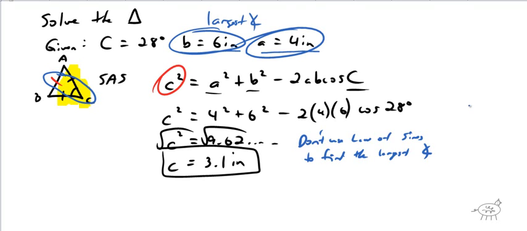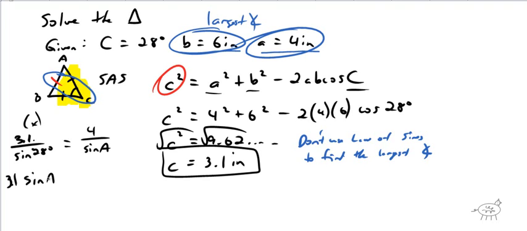So let's do our work right on the side here. Let's set up a ratio, 3.1 over sine of 28 degrees. Now, by the way, this 3.1 is our x. Okay, equals 4, which is A, over sine of A. So if I cross multiply, not actually multiplying it yet, I get 3.1 sine of A equals 4 sine of 28 degrees. Divide by 3.1, sorry.